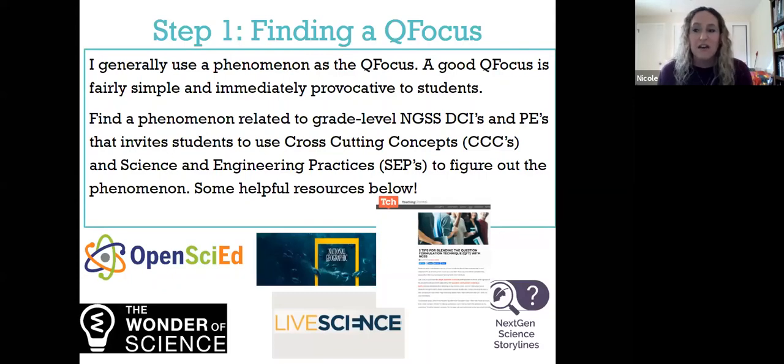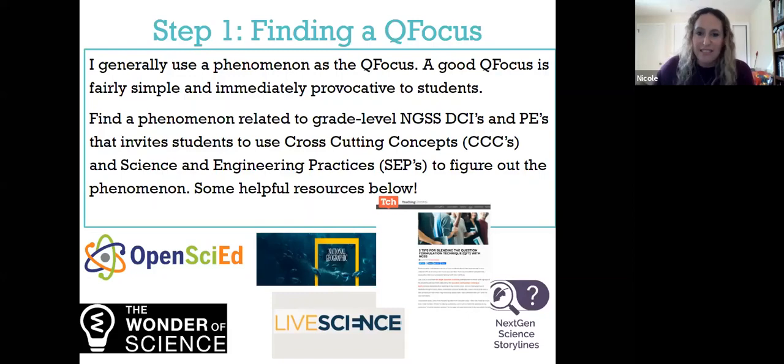I usually find a phenomenon that's related to the grade level DCIs, or the disciplinary core ideas, the performance expectations, and that also is going to lend opportunities to having students do the cross-cutting concepts like finding patterns, cause and effect, and science and engineering practices that will lend itself to mathematical thinking, and all of those acronyms that have a lot of bullet points under them. But these are the 3 Ds of the NGSS.